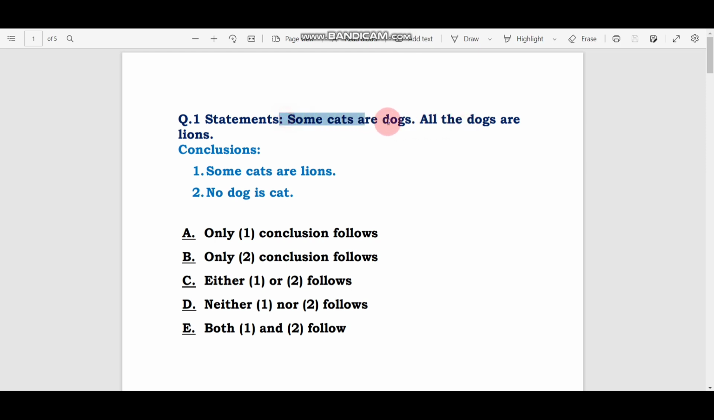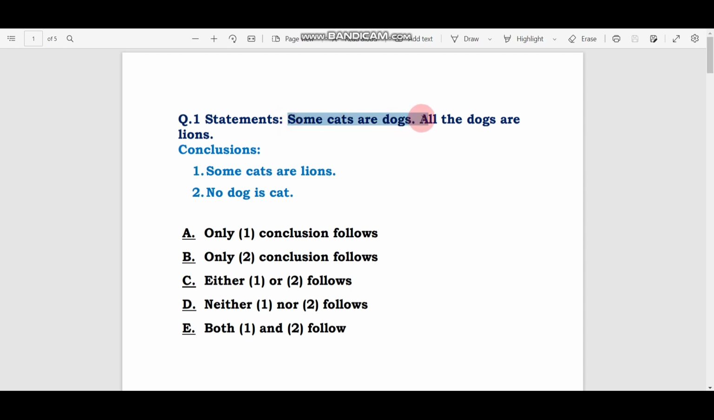The first statement is some cats are dogs, and the second statement is all dogs are lions. And there are two conclusions: some cats are lions, and no dog is cat. So we have to solve this. We will use the Venn diagram for this. So let's quickly draw the Venn diagram for both the statements. After that we will conclude, right? Okay, so let's draw.